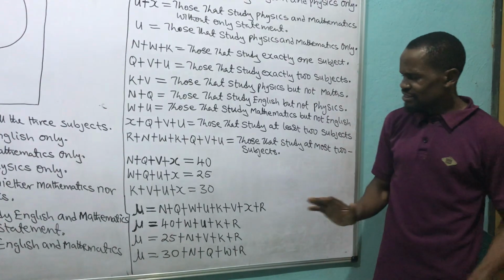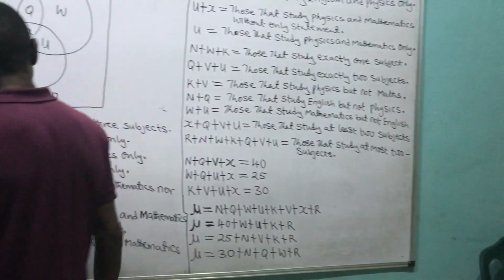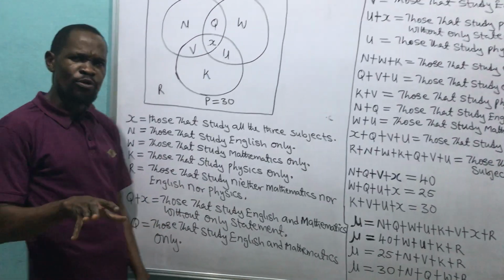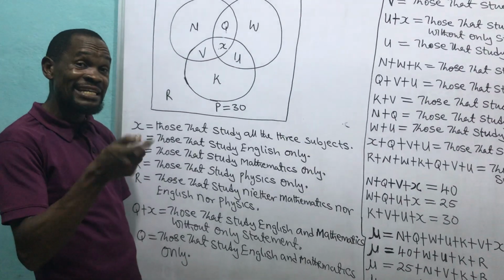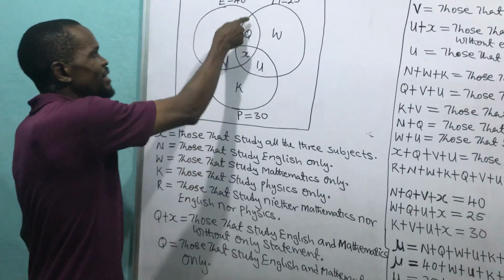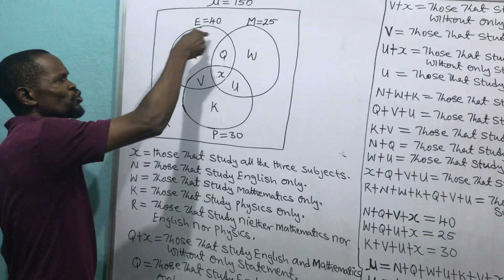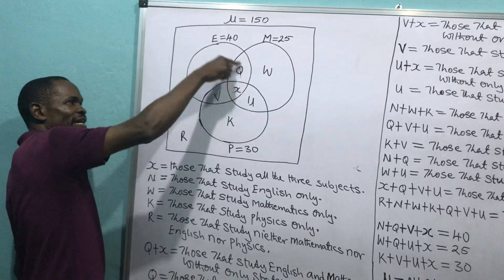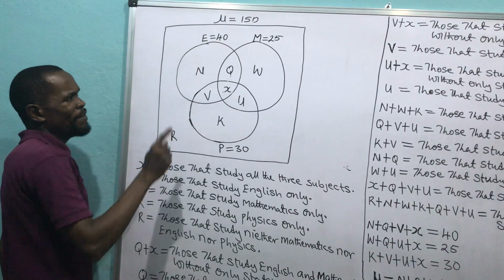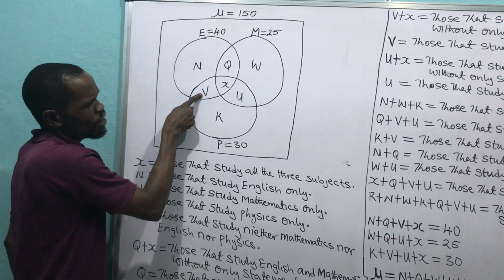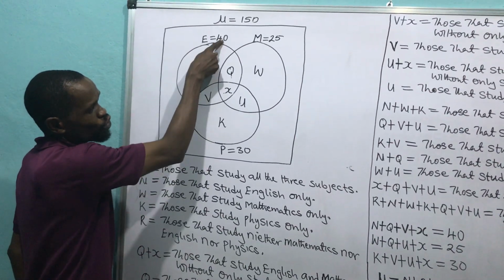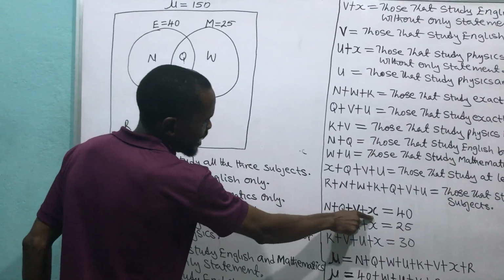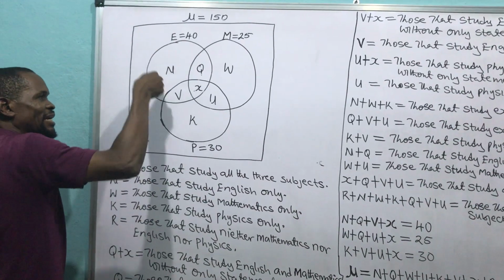Then after that, let us go to the main things we have. I've come to the main things I have here. Pay attention properly. We are taking the secret behind research. Now, look at this circle, it belongs to English. This circle is the English circle. And English is 40. Meaning that N plus V plus X plus Q is equal to 40. Look at it. I said N plus Q plus V plus X equals what? 40. That's the English circle.